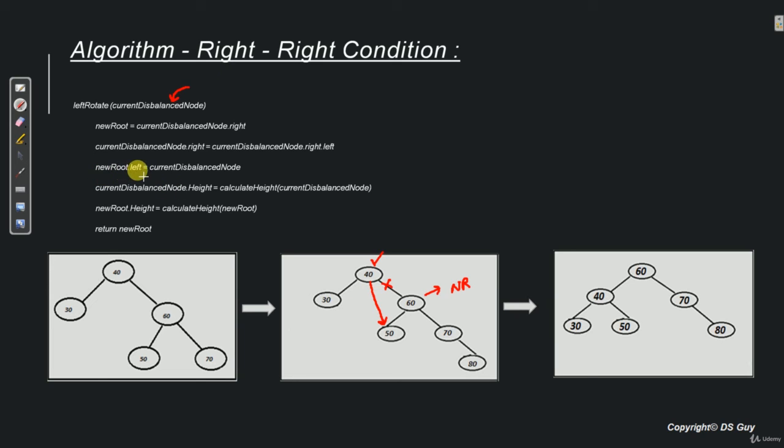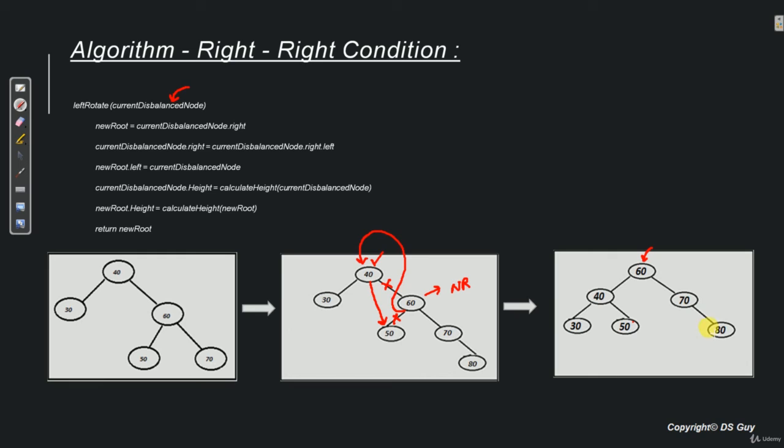New root dot left is equal to disbalanced node. New root is this 60. Dot left, this starts pointing to 40. So this reference gets cancelled out. So 60 is the new root, left child is 40, 40's left is 30, right is 50. Now that's the exact same thing we see over here. 60 is the new root, left child is 40, left is 30, right is 50, and this remains as it is.